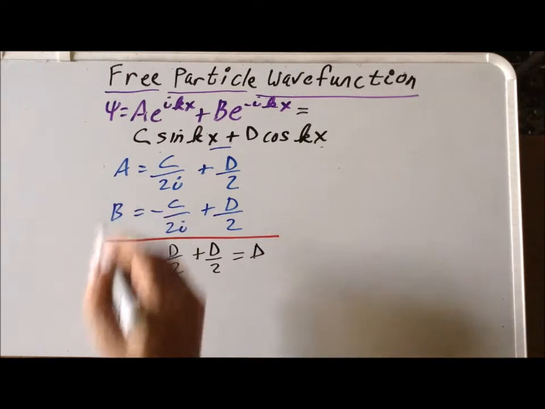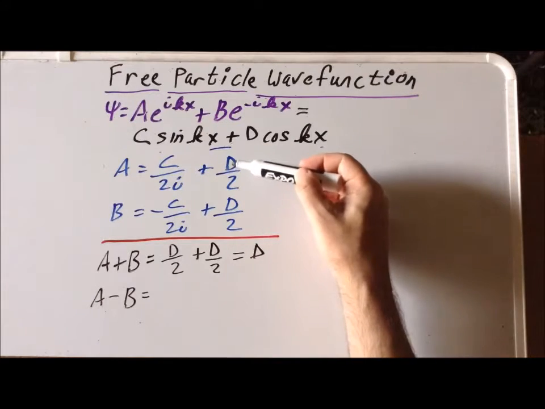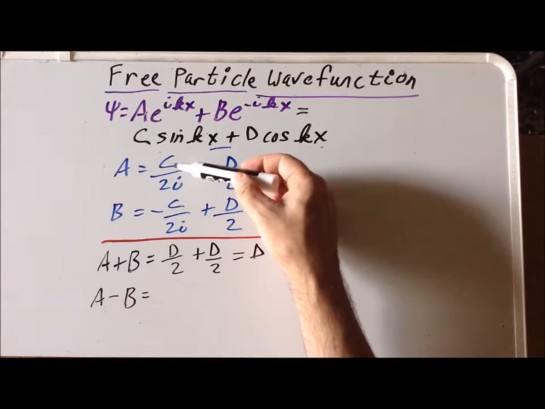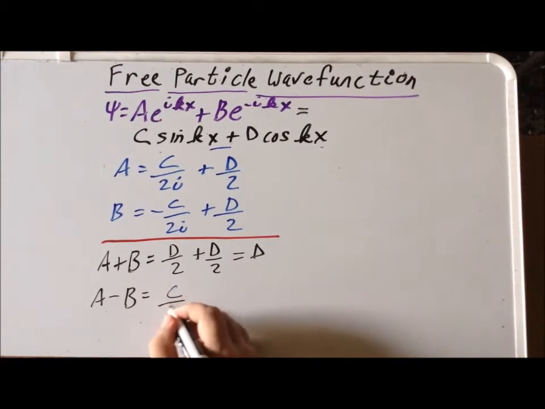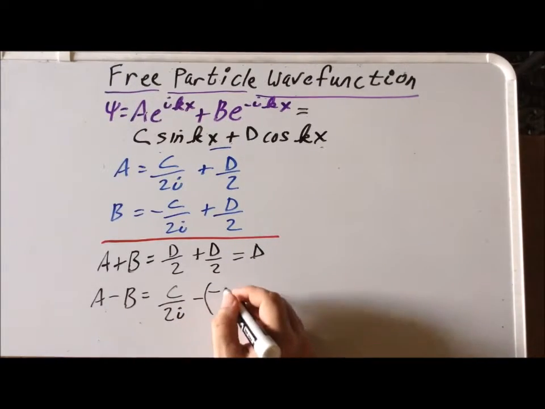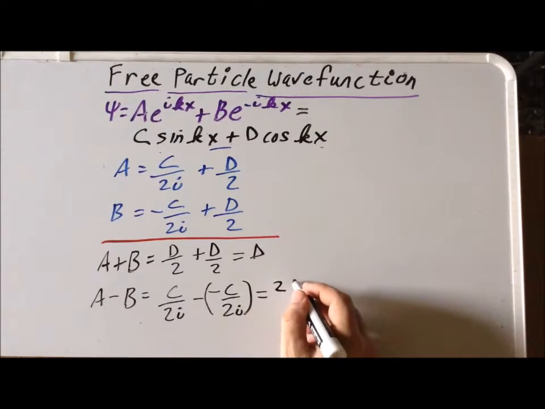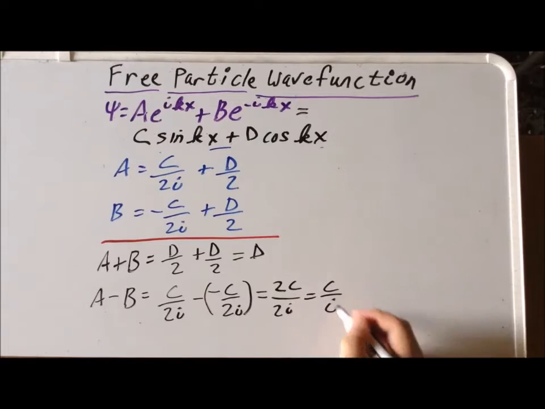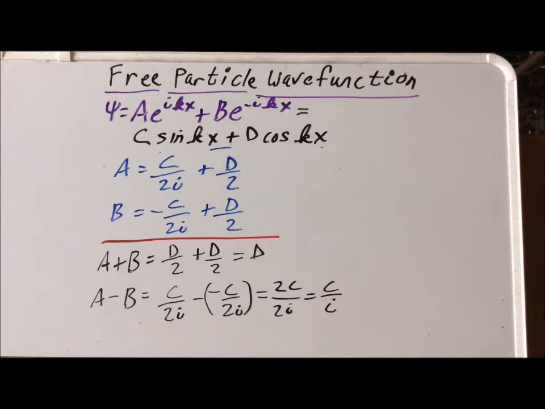Now, if we subtract a minus b, just taking the d over 2 terms, we have d over 2 minus d over 2, so the d's cancel out. Then we're left with c over 2i minus minus c over 2i. That gives us 2c over 2i, which is simply c over i. It tells us right away that the new coefficient d is simply the sum of a plus b from our original free particle wave function.